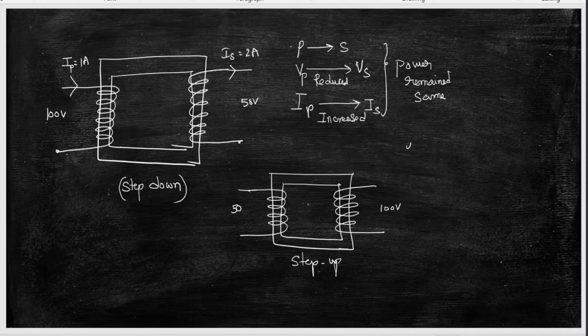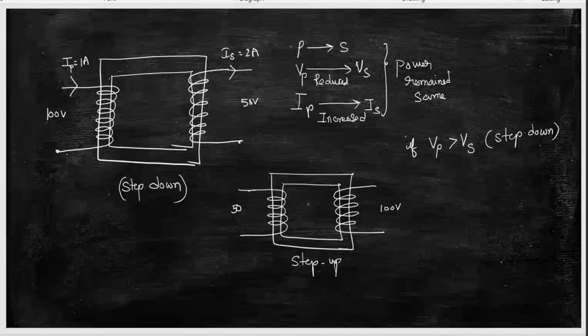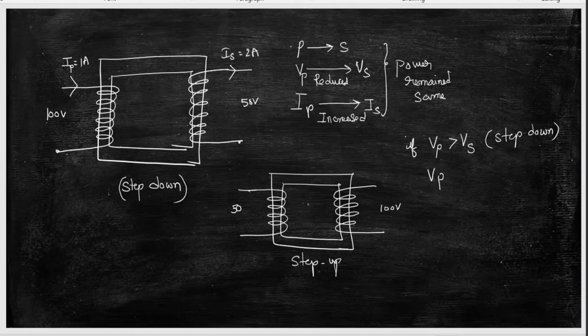If the primary voltage is greater than the secondary voltage, then it is called a step down transformer. If Vp is less than Vs, then it is a step up transformer. This is a step up transformer.